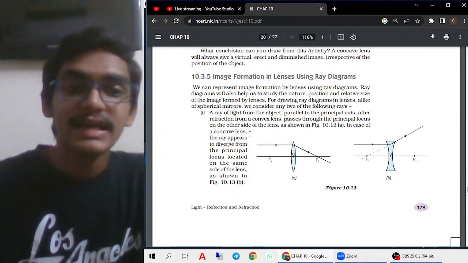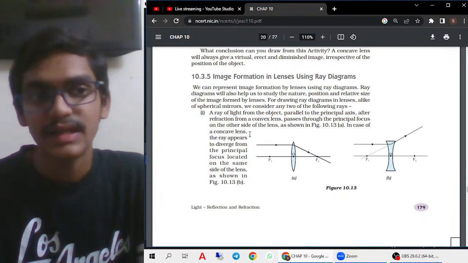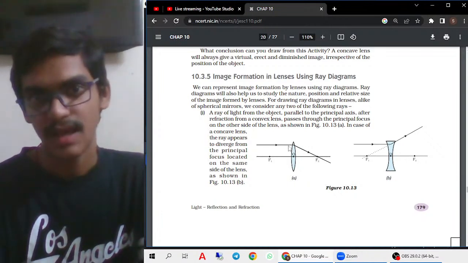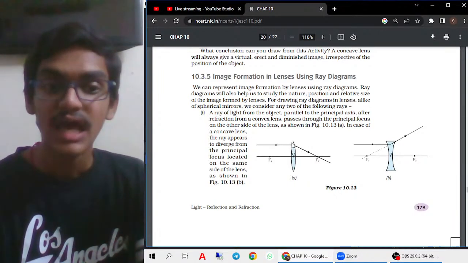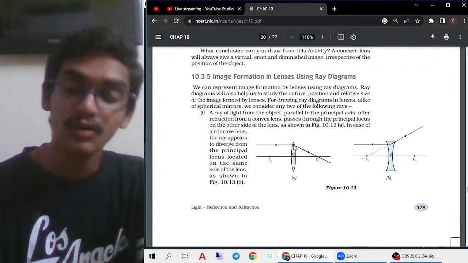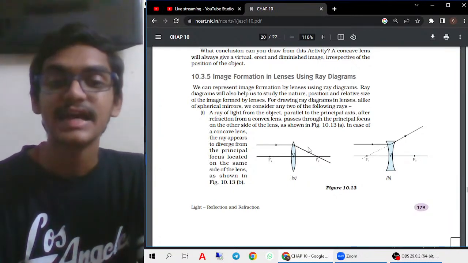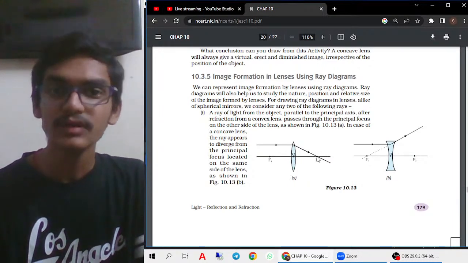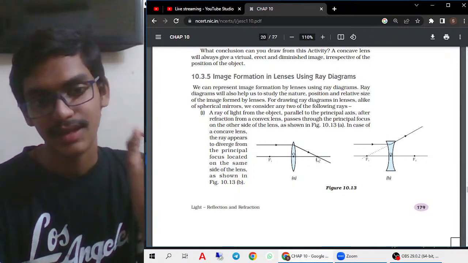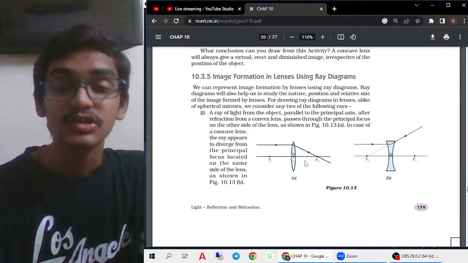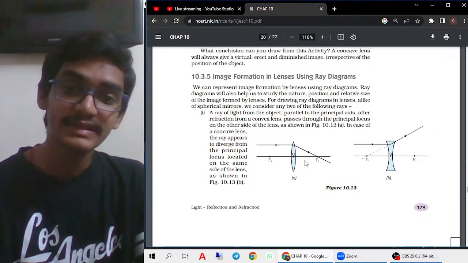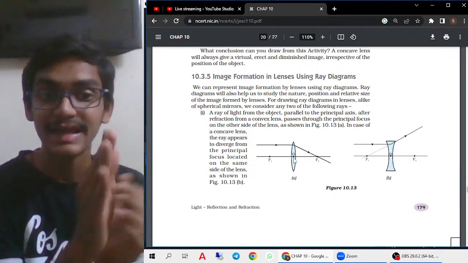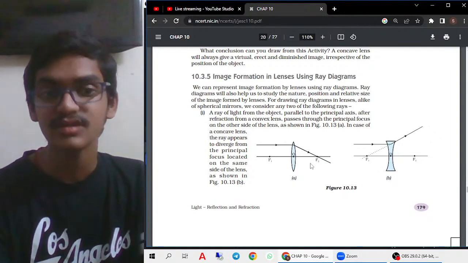So now the rules for drawing ray diagrams for lenses. The first rule is that when light is traveling parallel to the principal axis, after striking a lens, let's talk about a convex lens, it meets at a point. That point is considered to be the focus. Where it meets at a point, it is passing through the focus. In exams, this focus is the one mainly considered, because the light is striking here.